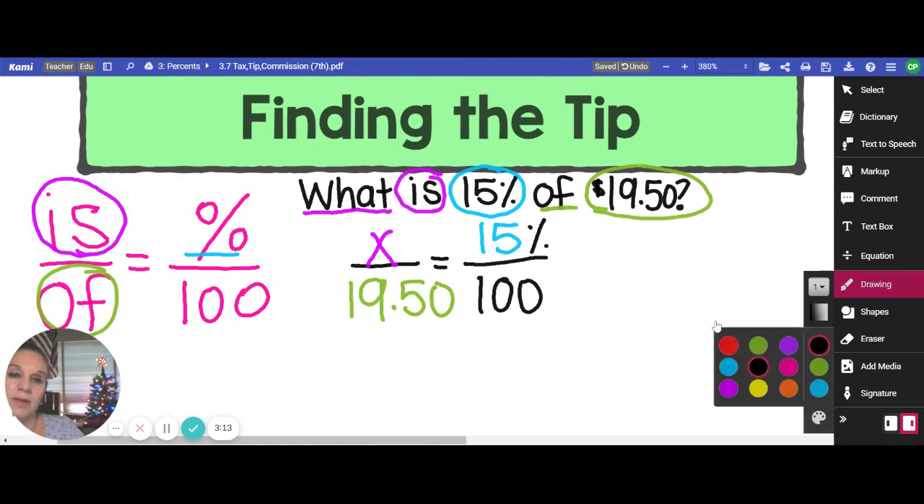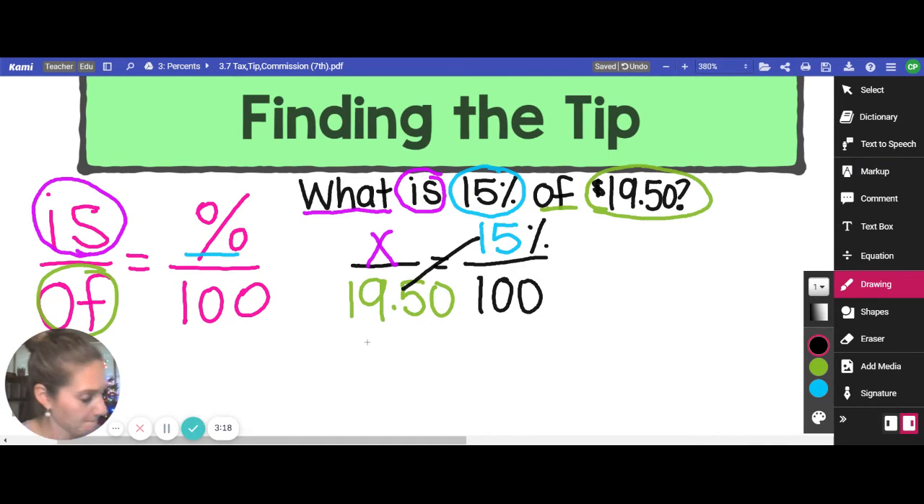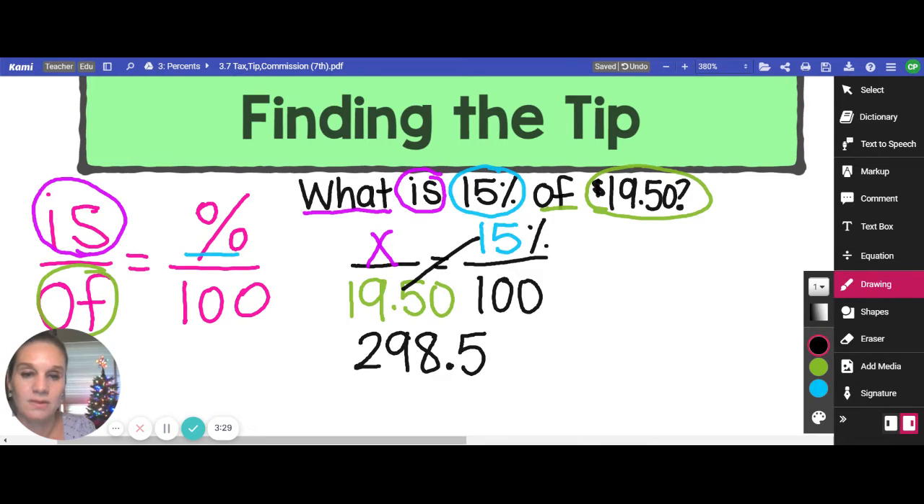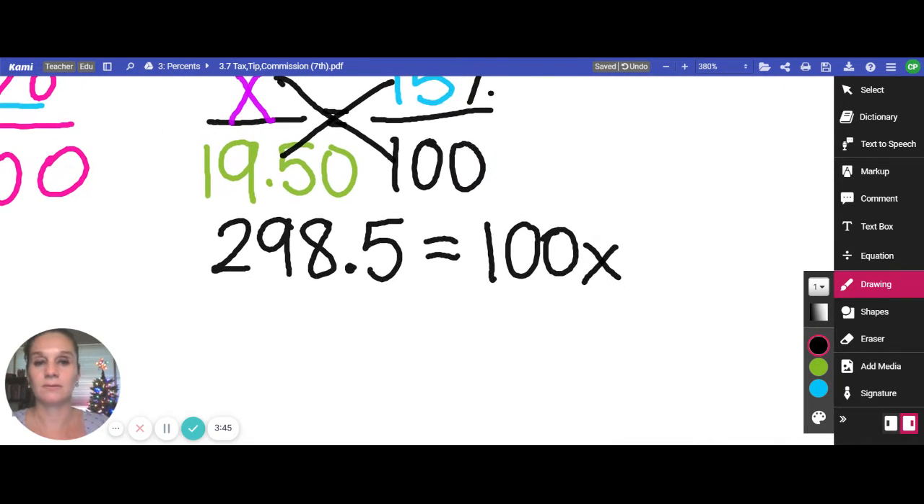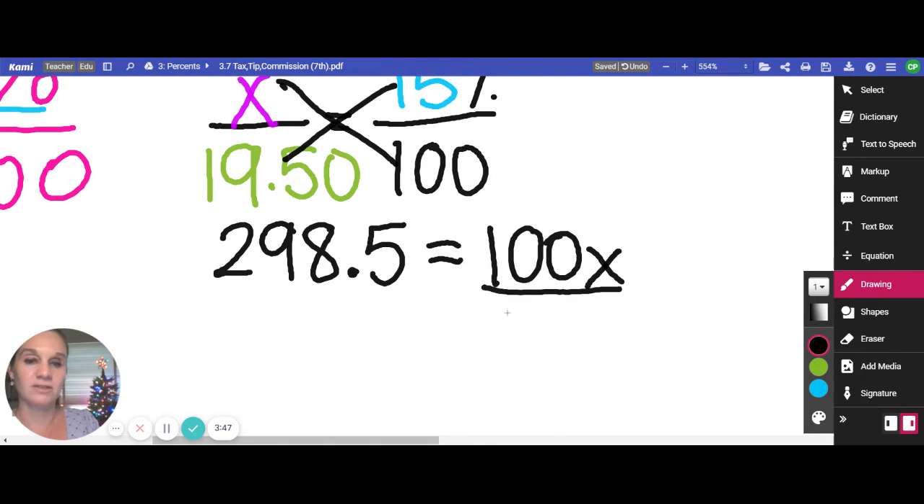And then we cross multiply. So I'm going to do 15 times 1950, which gives me 29,250. And that is set equal to x times 100, which gives us 100x. I don't know if you noticed a pattern, but it seems like we're always getting 100x for these tax and tip problems. So in order to solve for that x, I want to get x all by itself, so I'm going to divide both sides of the equation by 100.